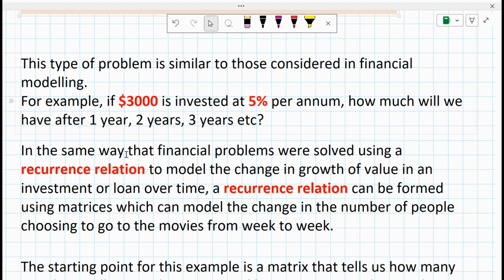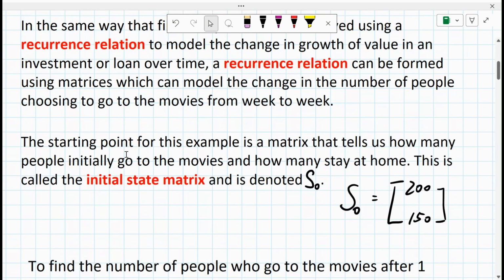In the same way, we use recurrence relations to model the growth of the value of an investment or loan over time. Recurrence relations can be formed using matrices to model the change in the number of people choosing to go to the movie week by week. The starting point is examples like: tell us how many people are initially going to the movie, and how many stay at home. This is from the last video.